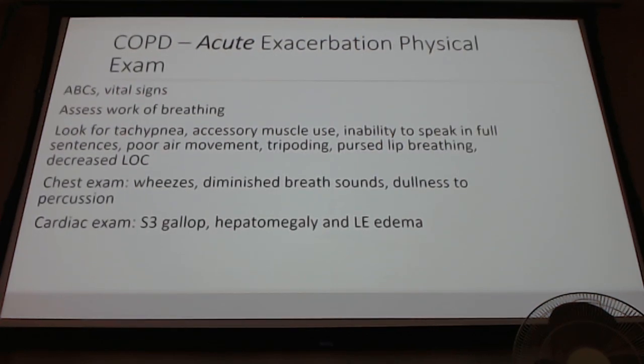All right, so our exam, just like everybody else, ABCs, vital signs. We're looking for that accessory muscle use. We're looking at how many words they're able to complete, or can they speak in full sentences? Do I have good air movement on my lung exam? Are they tripoding? These are all important exam considerations. And then their chest exam may have wheezes. You may hear diminished breath sounds in certain areas of the lungs. And then other things, like that right heart failure or strain, you might have an S3 gallop. And then you could have hepatomegaly, edema.